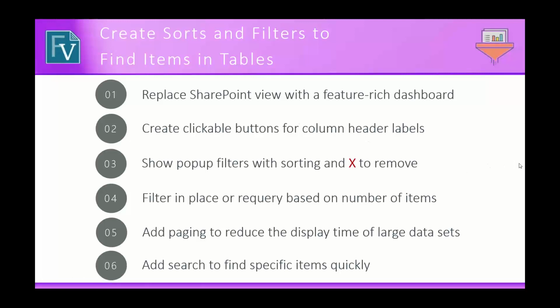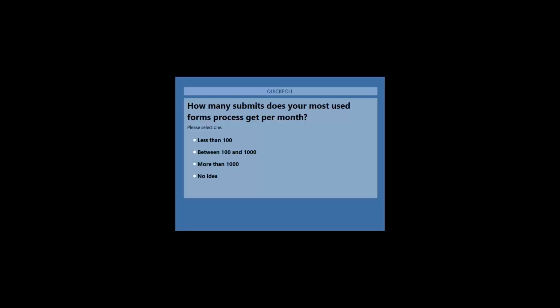Before we get started, though, I've just got one quick question for you: how many submits does your most active or most used form process get per month? This is a good determiner of a form that you may want to make into a dashboard form. Looks like most of you have 100 to 1,000. There's a few below that, but nobody has a form process that takes more than 1,000 submits per month.